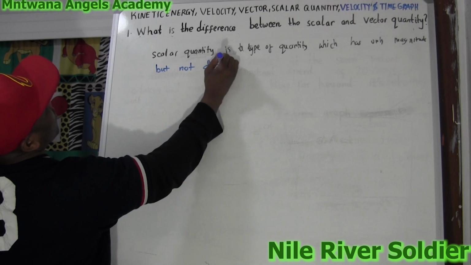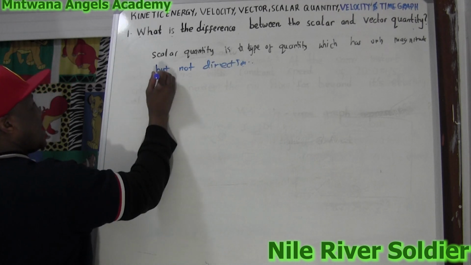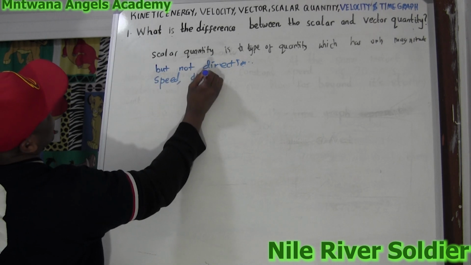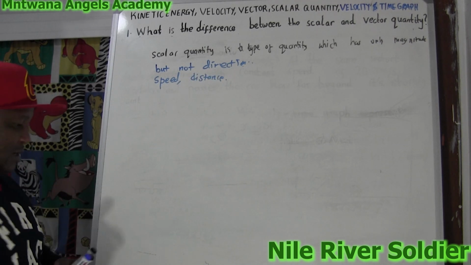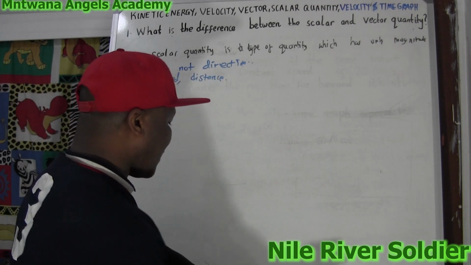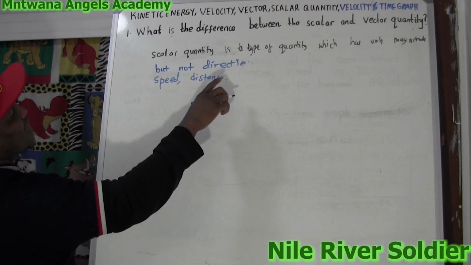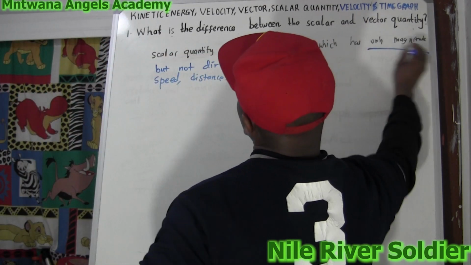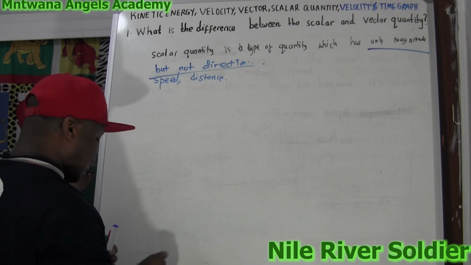I think I explained it before. A good example is speed, distance. These are scalar quantities. Now let's go for vector quantity. Scalar only has magnitude, but not direction. But a vector has both magnitude and direction.